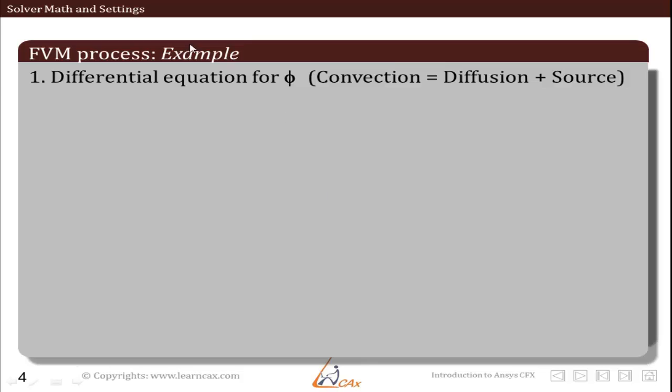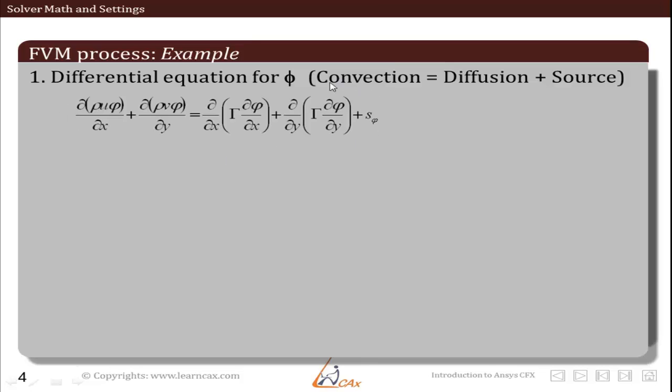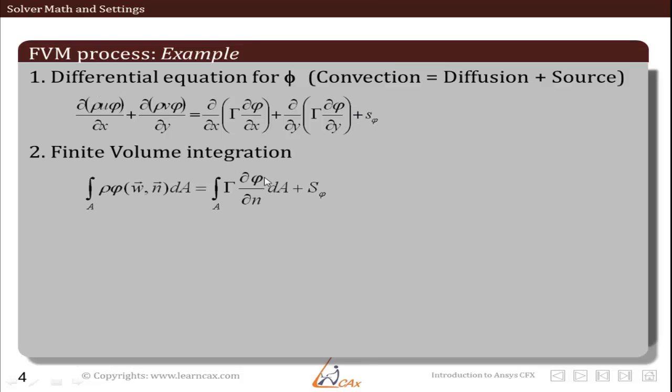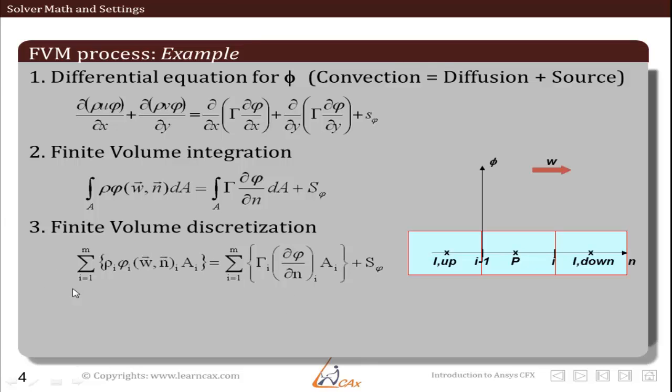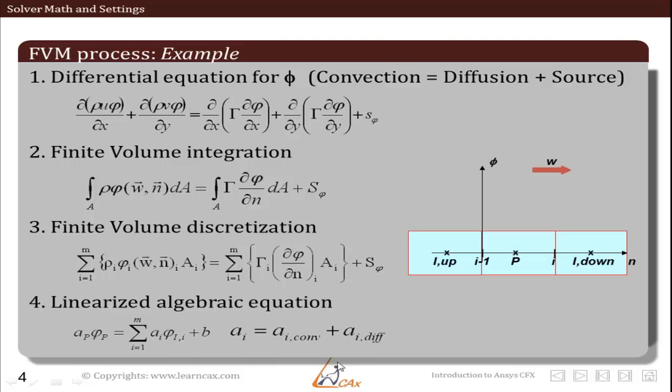An example here: let's say we have a differential equation for a variable phi, in which we have convection equal to diffusion plus source. This is the partial differential equation, a transport equation for the variable phi. Then we have the finite volume integration for the same. After integrating this equation, we have an equation in integral form. Then we have the finite volume discretized equation where we use summation to define integrals, and finally we have the linear algebraic equations, which are used with different algebraic techniques on each cell. So this is the example for a general transport equation for a variable phi.